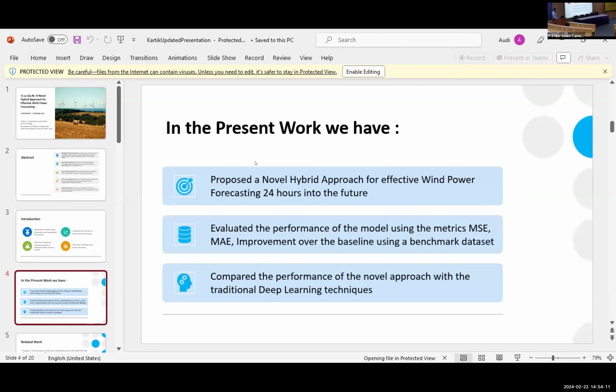In the present work, we have proposed a novel hybrid approach for effective wind power forecasting 24 hours into the future. We have evaluated the performance of the model using metrics such as MSE, that is mean squared error, MAE, mean absolute error, and improvement over the baseline using a benchmark dataset. We have also compared the performance of the novel approach with the traditional deep learning techniques.